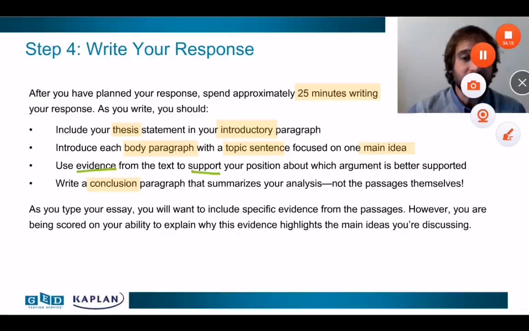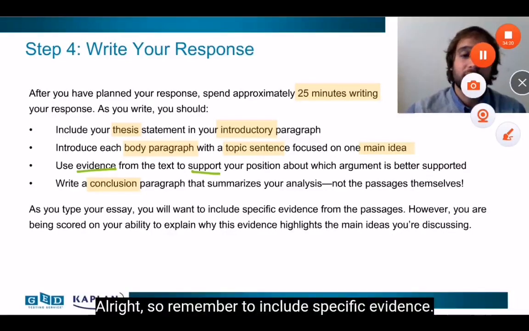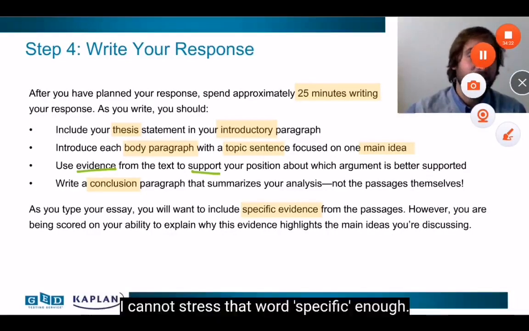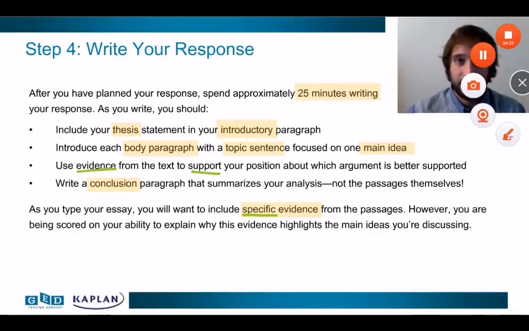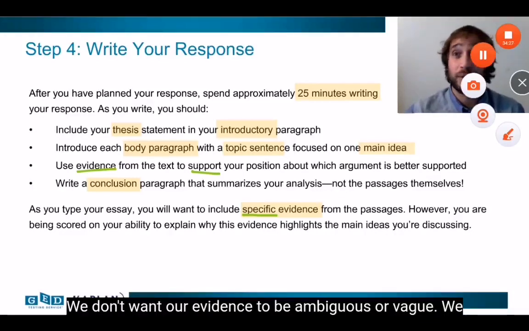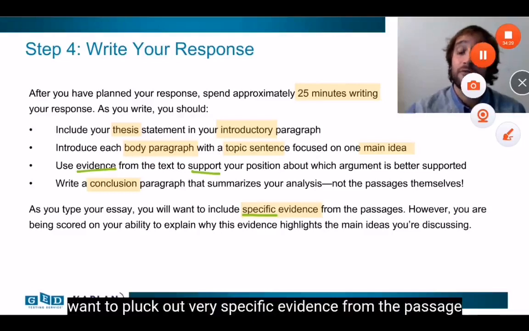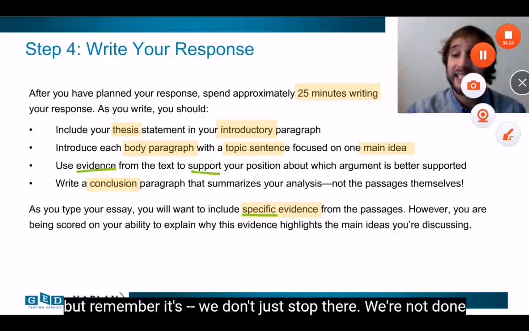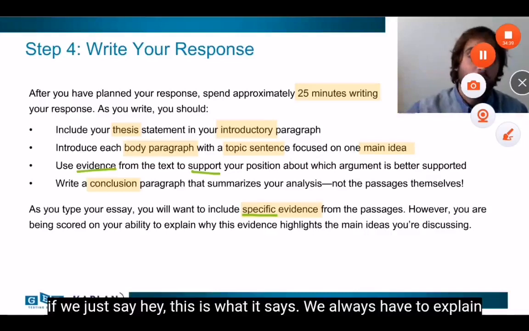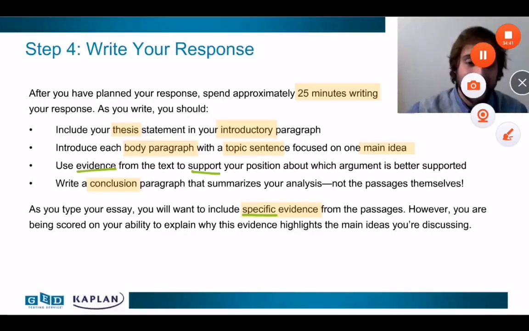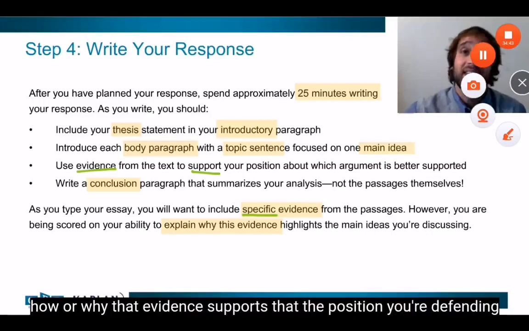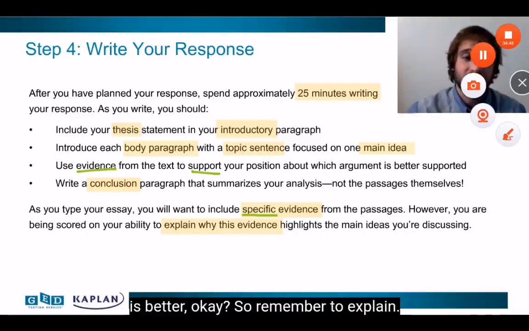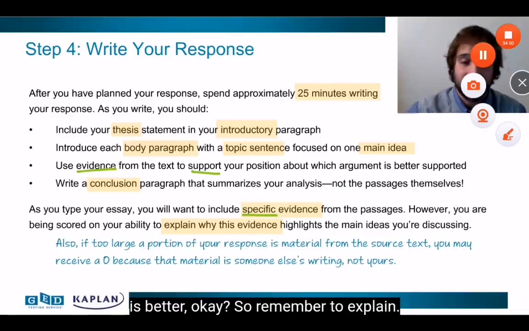Okay, all right, so remember to include specific evidence. I cannot stress that word specific enough. We don't want our evidence to be ambiguous or vague. We want to pluck out very specific evidence from the passage. But remember, we don't just stop there. We're not done if we just say, hey, this is what it says. We always have to explain how or why that evidence supports that the position you're defending is better. Okay? So remember to explain.